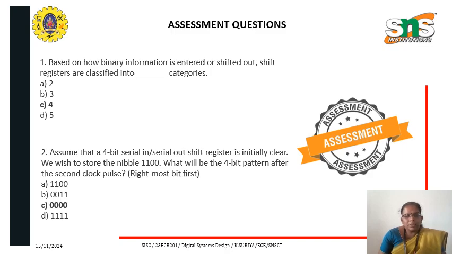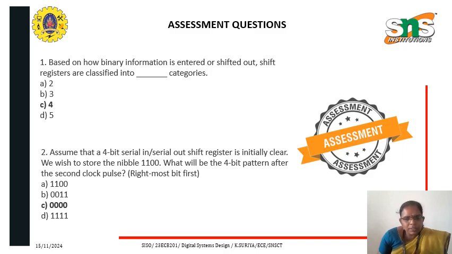Let us take up some assessment questions. Based on how binary information is entered or shifted out, shift registers are classified into dash categories. The choices are 2, 3, 4, and 5. Yes, the answer is 4.